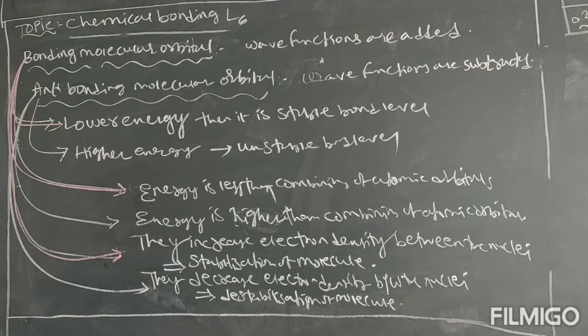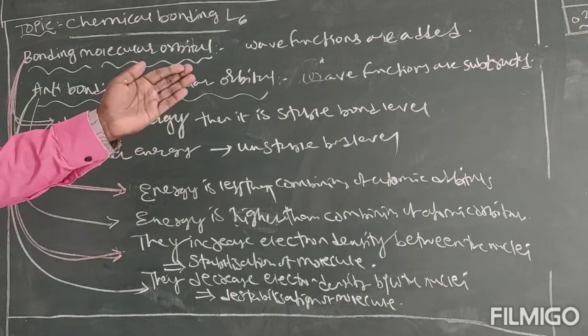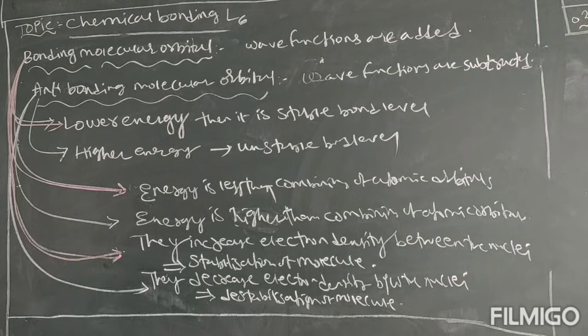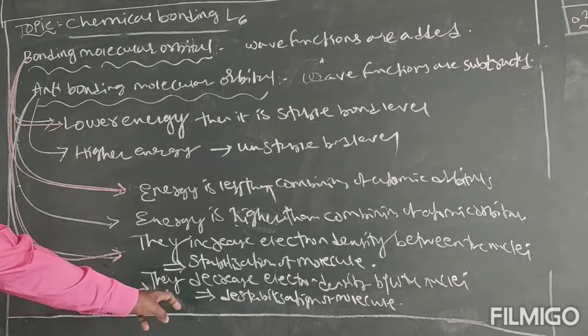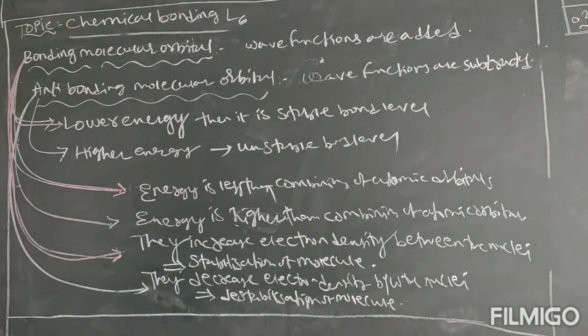Whereas in the anti-bonding molecular orbital, what will happen? They are formed when the wave functions are subtracted, and the higher energy leads to the instability of the bond level. The energy is higher than the combining atomic orbitals. They decrease the electron density between the nuclei, and they result in the destabilization of the molecule. So these are the major points regarding the bonding molecular orbital and anti-bonding molecular orbital.